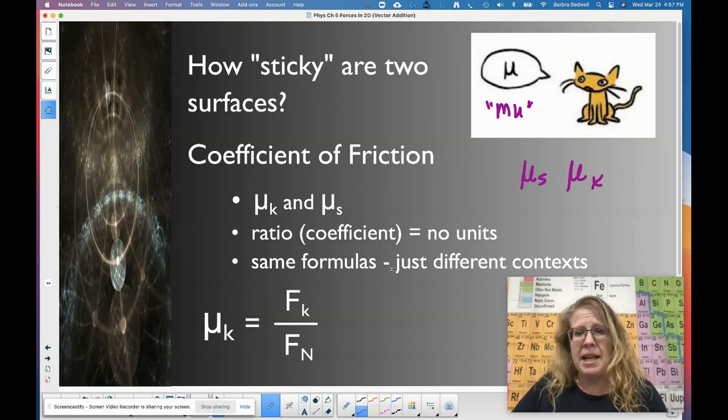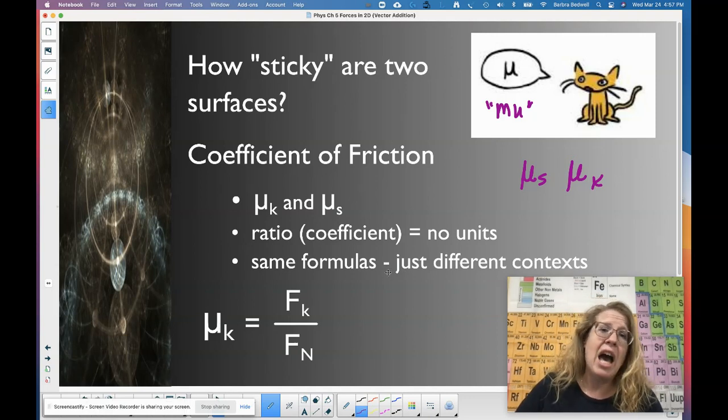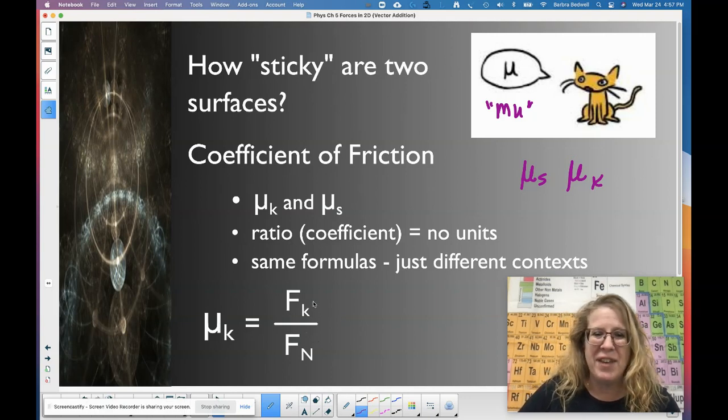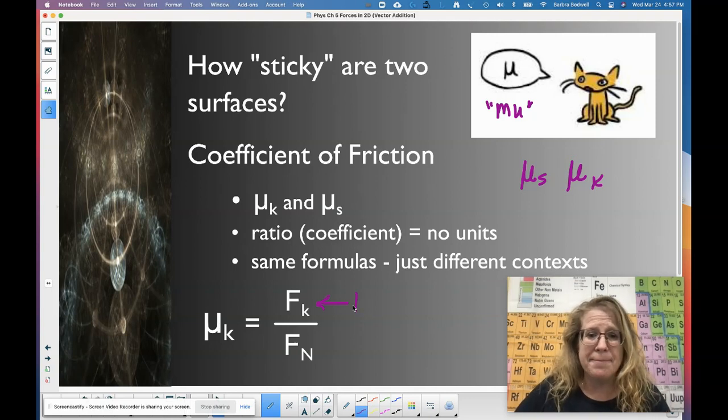The next thing is that our formula for calculating this ratio, the coefficient of friction, is pretty straightforward. It's Fk over Fn, equals mu k. So what do these stand for? Well, Fk is the friction force. The k means kinetic friction, and again, it's a force. And this one right here, Fn, is the normal force.